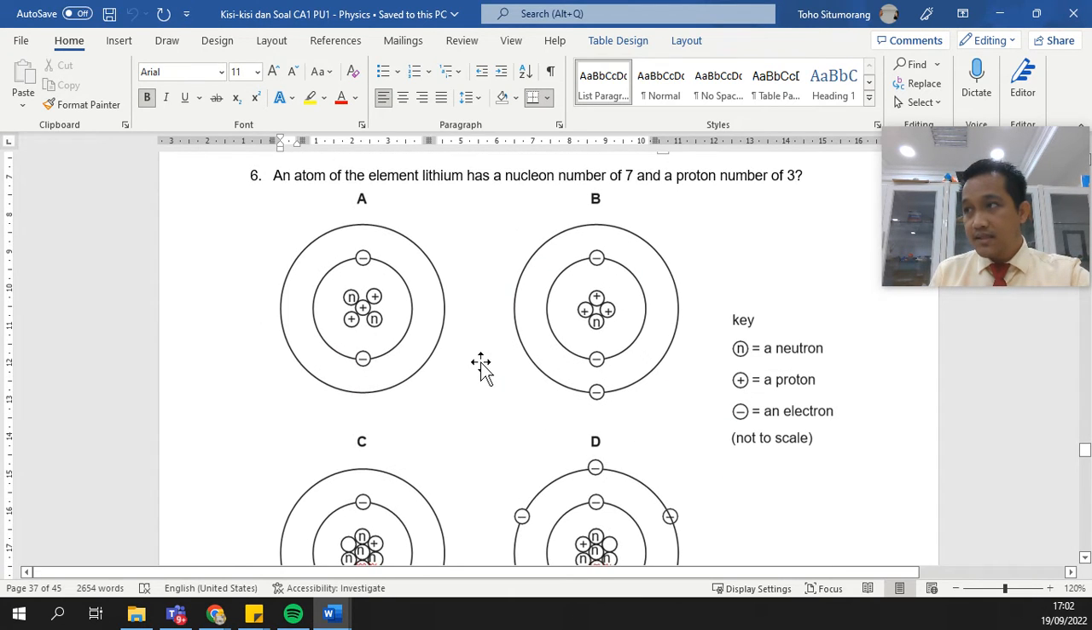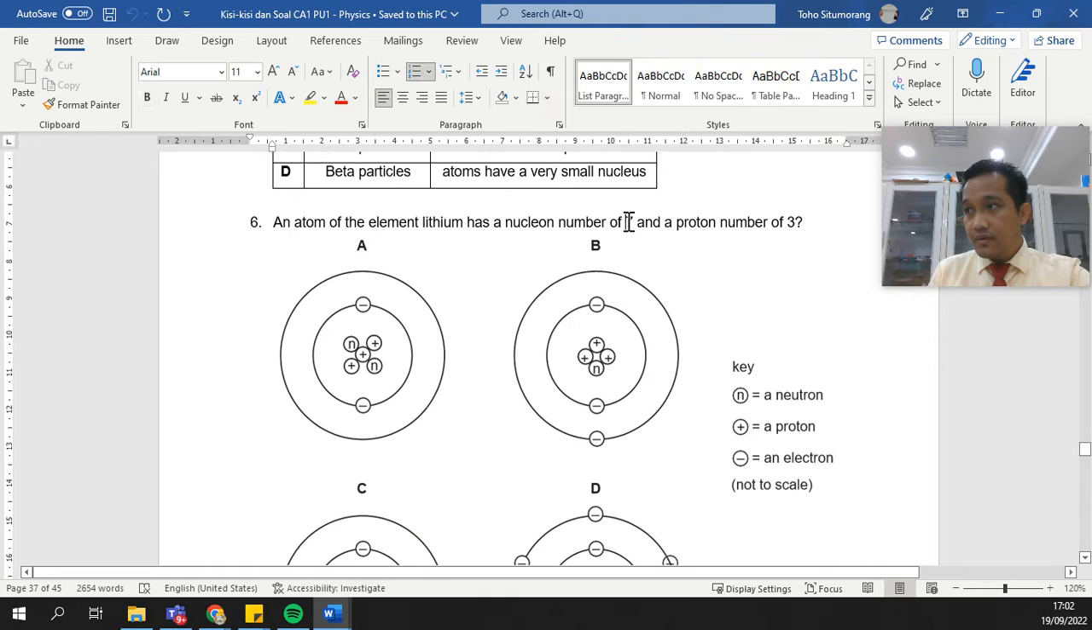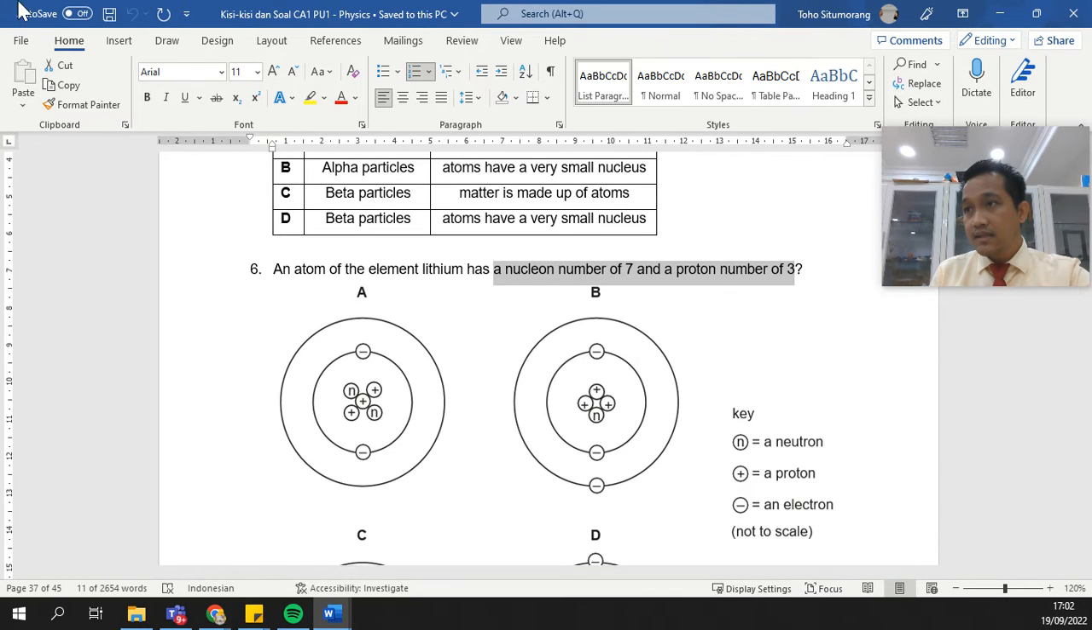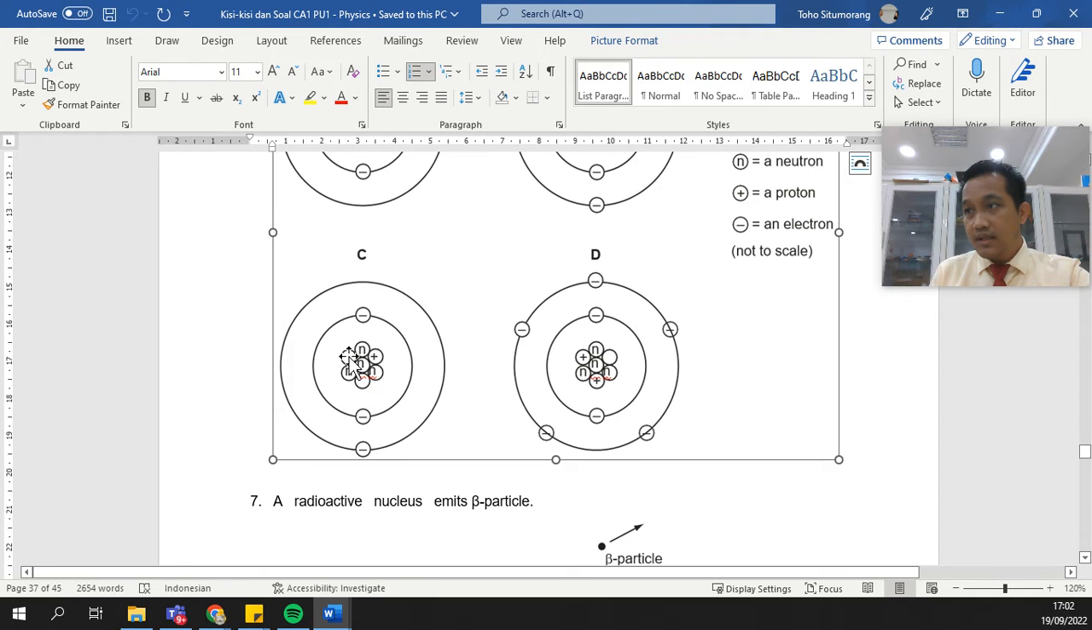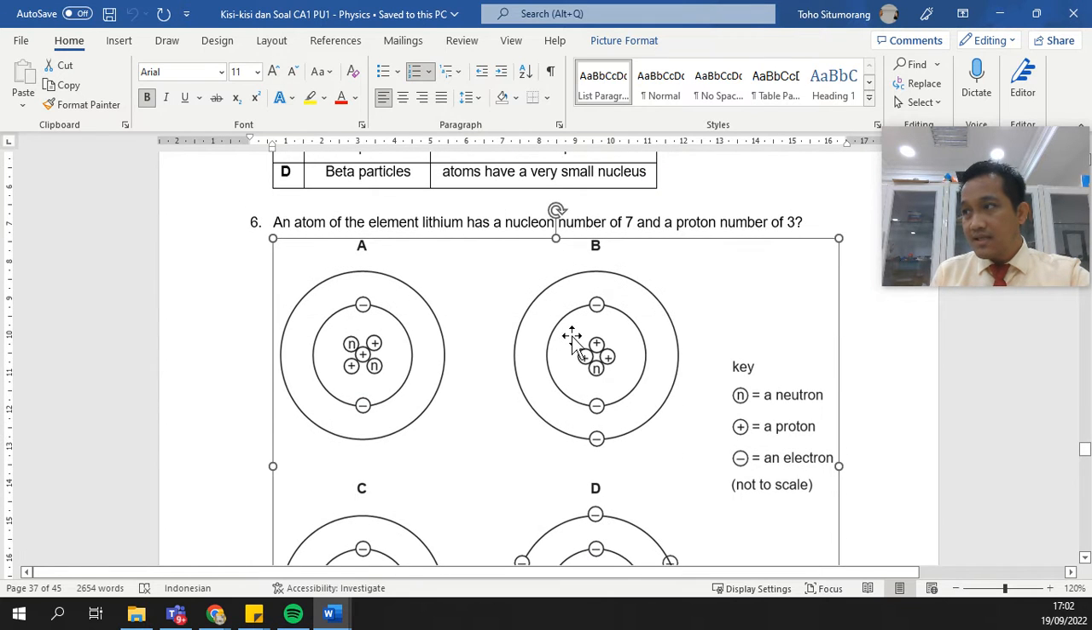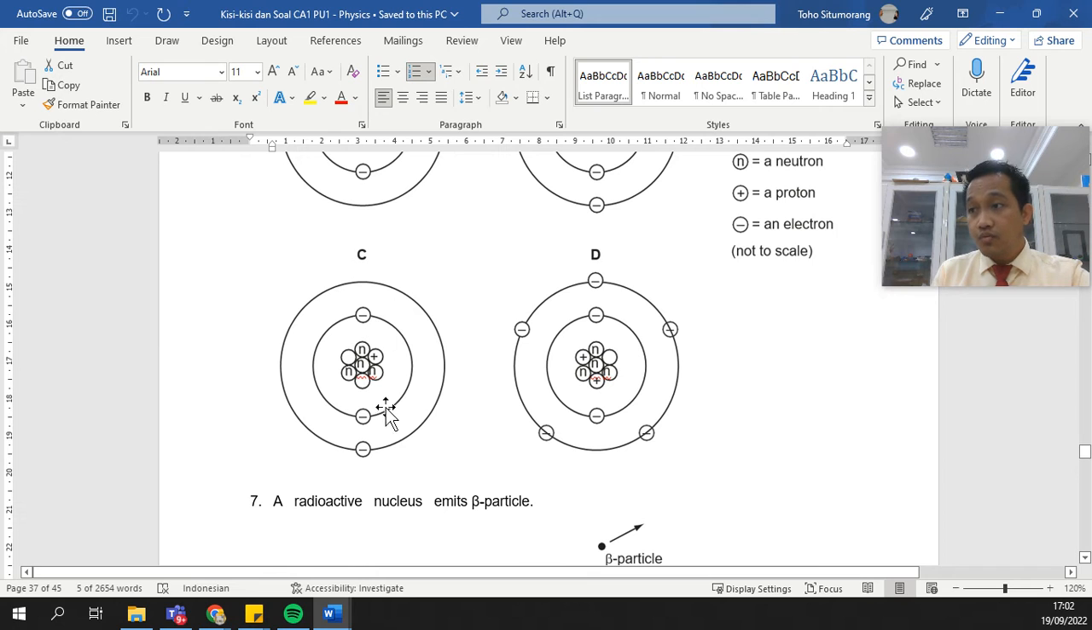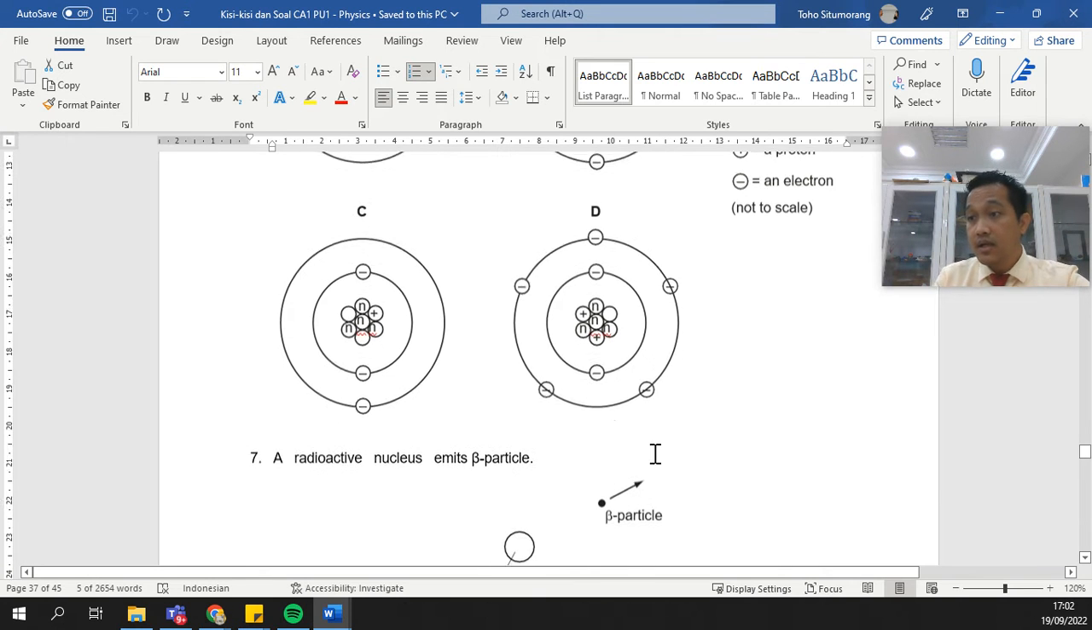In question number 6, you need to be careful since the nucleon number is 7 and the proton number is 3. That means since the proton number is 3, then the only possible answer here is C. Why? Instead of D, we can see that the proton number is 3. That means the electron number is supposed to be 3 also, not like D. It has 1, 2, 3, 4, 5, 6, 7 electrons.